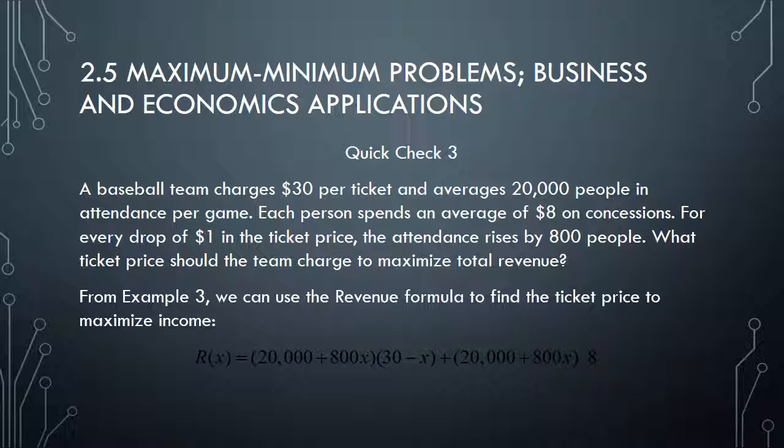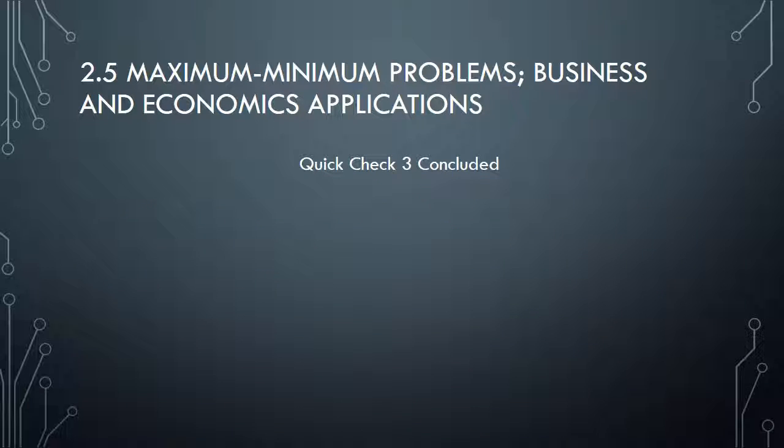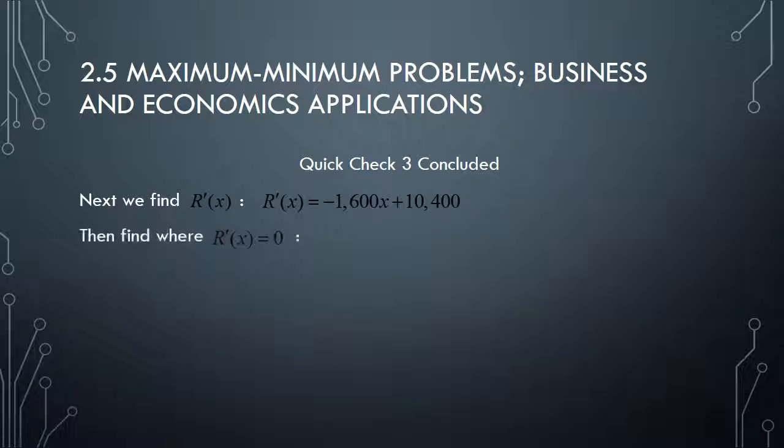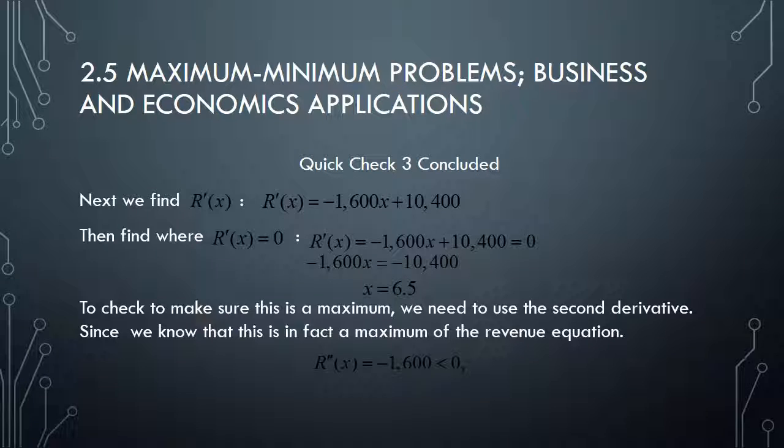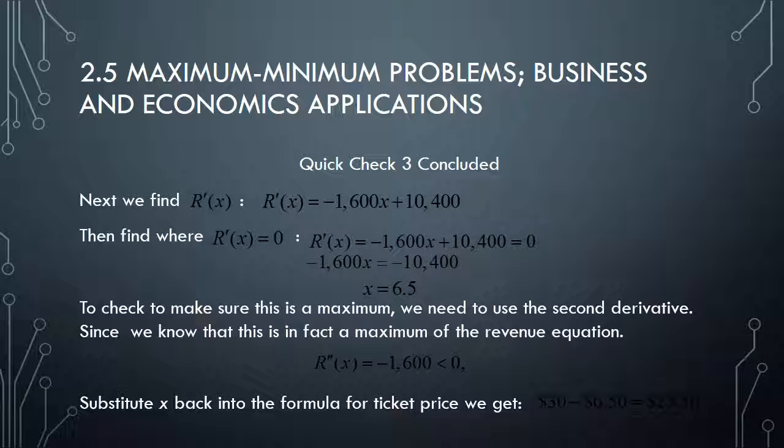Okay, there's our revenue function, very similar to the previous one. Simplify. Okay, so we take our derivative and set it equal to 0 and solve for x, and we get 6.5. Then check our second derivative, and we see that it is negative. So x equals 6.5 will give us our maximum. Then we put x back into the formula for ticket price, and we find that they should charge $23.50.